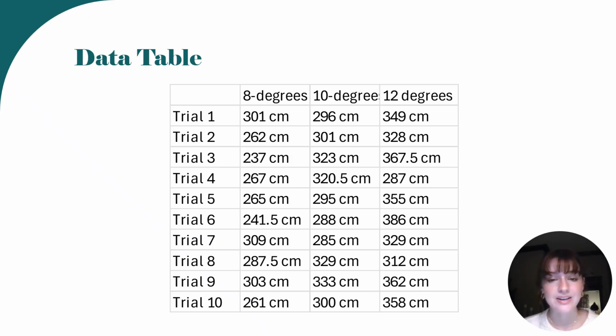So here's my data table. You can see that there are the 3 different angles, 8 degrees, 10 degrees, 12 degrees, and then 10 trials conducted for each, and then all of the measurements of the distance traveled by the car. I will say at the beginning it was kind of freaking me out that the numbers were all over the place. But a little bit later on, we're going to make a little more sense of this data.